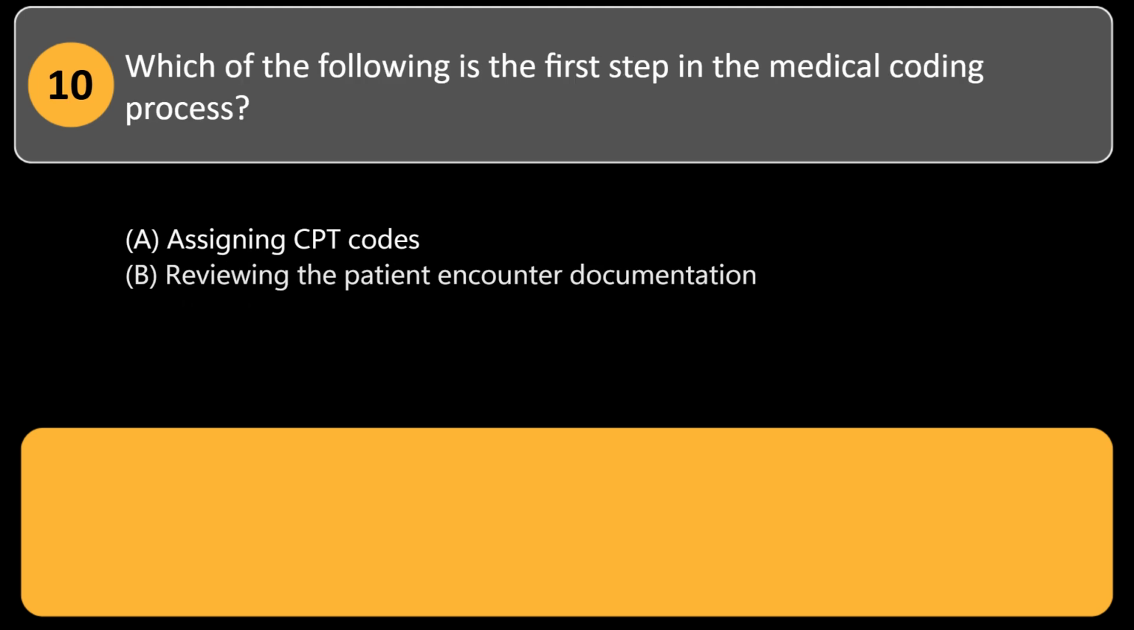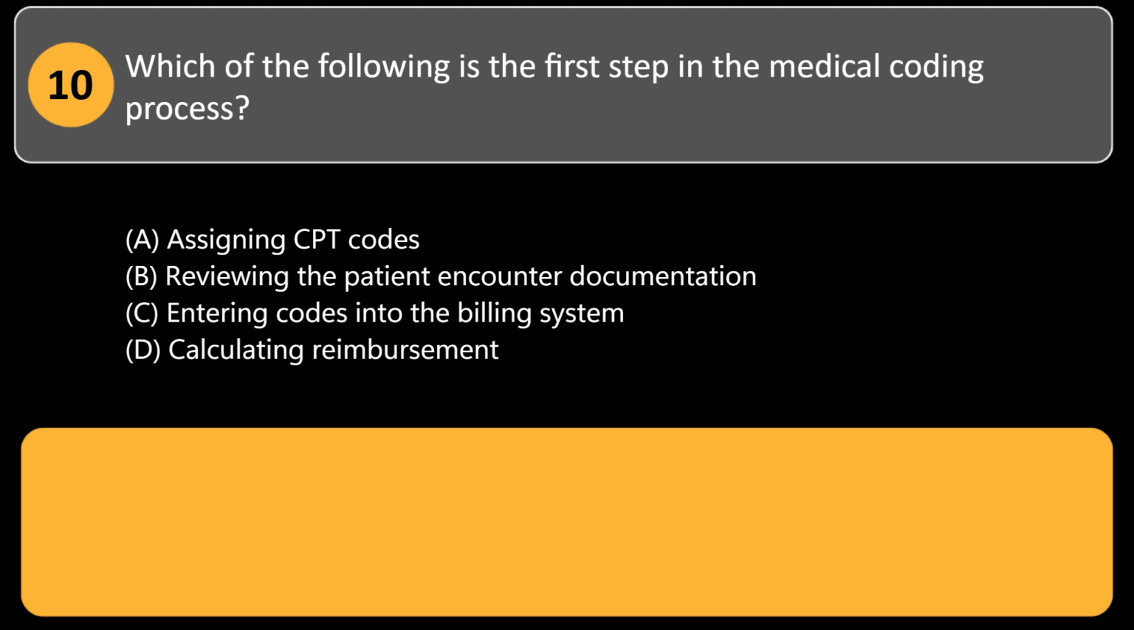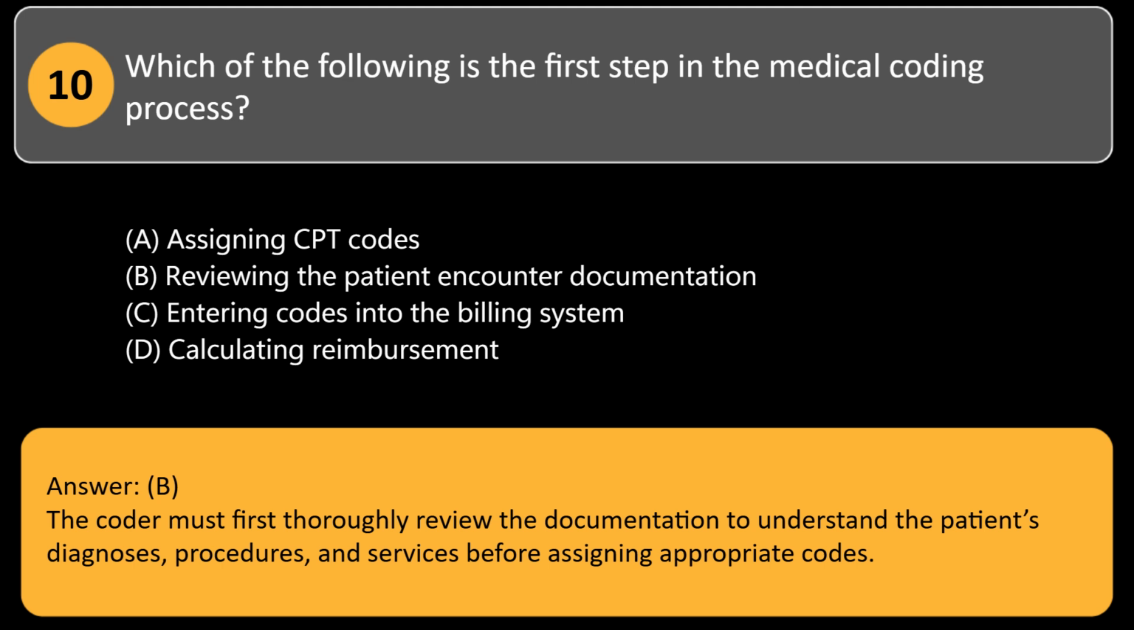Which of the following is the first step in the medical coding process? A. Assigning CPT codes. B. Reviewing the patient encounter documentation. C. Entering codes into the billing system. D. Calculating reimbursement. Answer: B. The coder must first thoroughly review the documentation to understand the patient's diagnoses, procedures, and services before assigning appropriate codes.